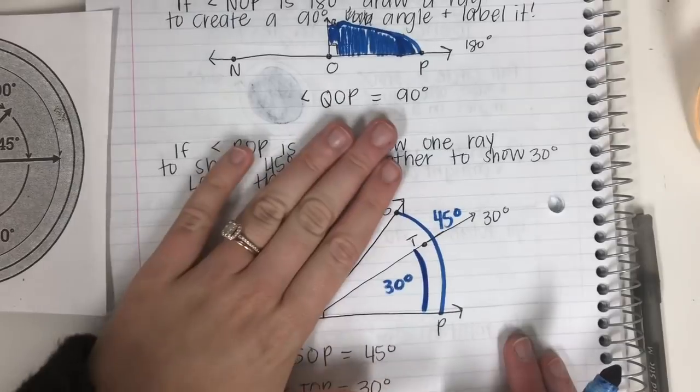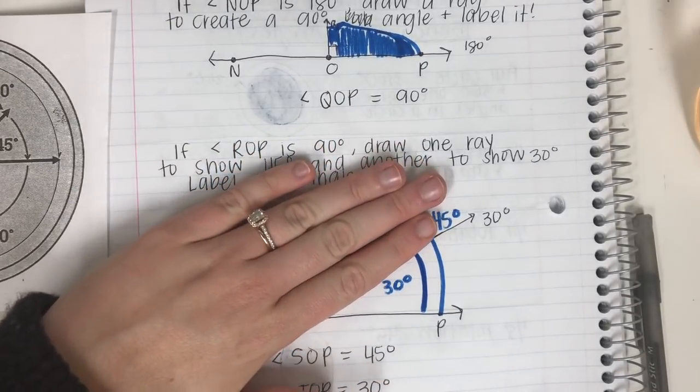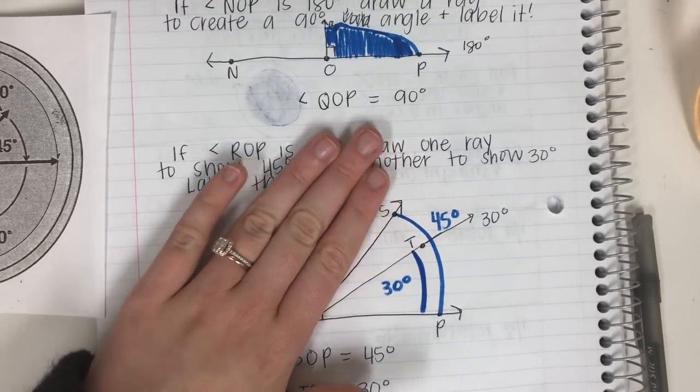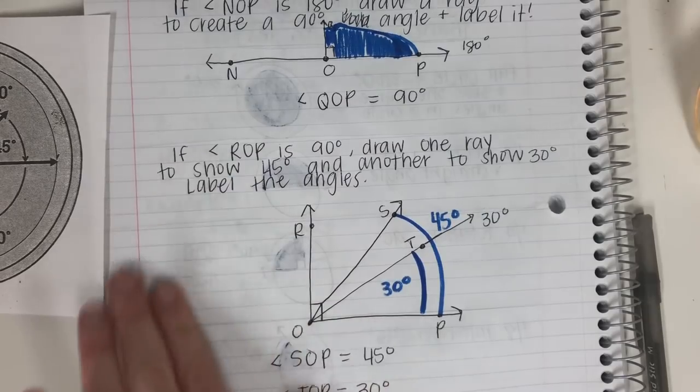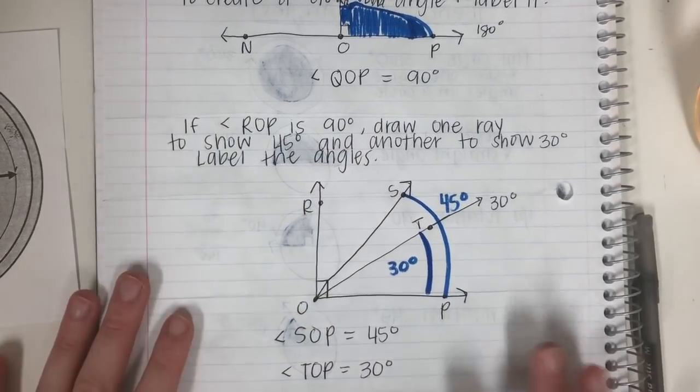Okay, so you have 90, which is your biggest. Then you got 45, which is half of 90. And then you have 30 gets even smaller, right? So 30 is the smallest. As your numbers increase, your angle gets bigger, right? 90, 180 is half, and then your whole circle is 360. Okay, I'm not gonna give you one to work on tonight.